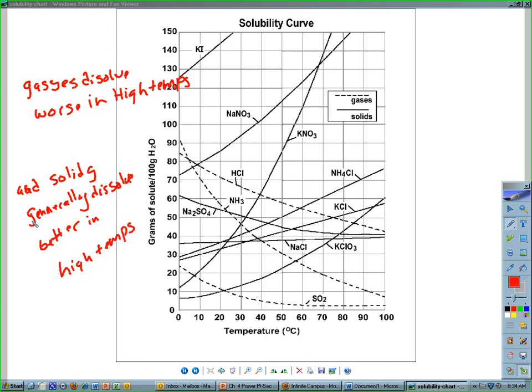Now, I have to have the word generally here. Why? Because there are a couple lines of solids that get worse when the temperature gets higher. That is correct. There are a couple of lines of solids that get worse as temperature gets higher. Here's one right here. Do you see it? Most solids get better, but not all. So you have to say things like generally or most. Okay?